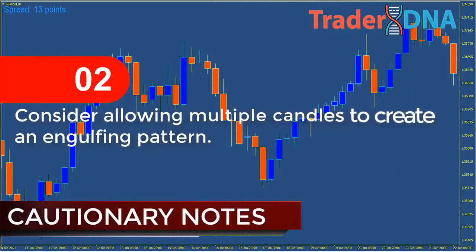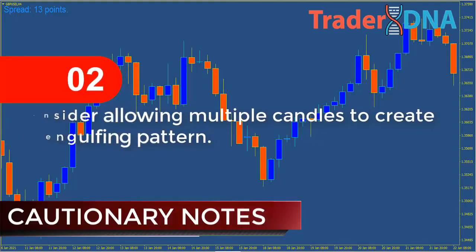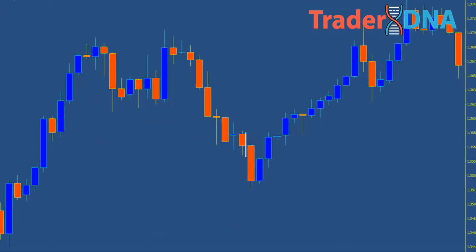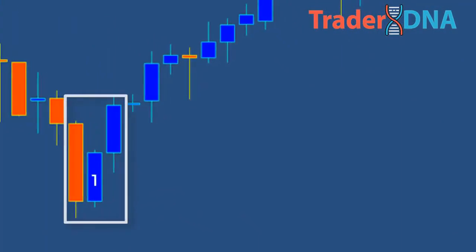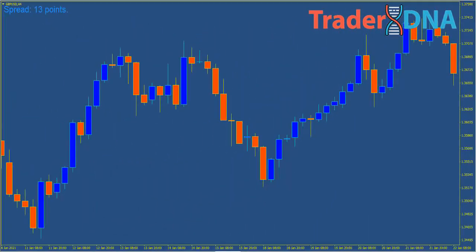Second, engulfing patterns won't occur after every pullback, which means potentially missed opportunities. To help avoid this, consider allowing multiple candles to create an engulfing pattern. For example, if after a pullback in an uptrend, it takes 2 up candles to engulf the prior down candle, consider this a valid signal of a shift in momentum back in the trending direction.